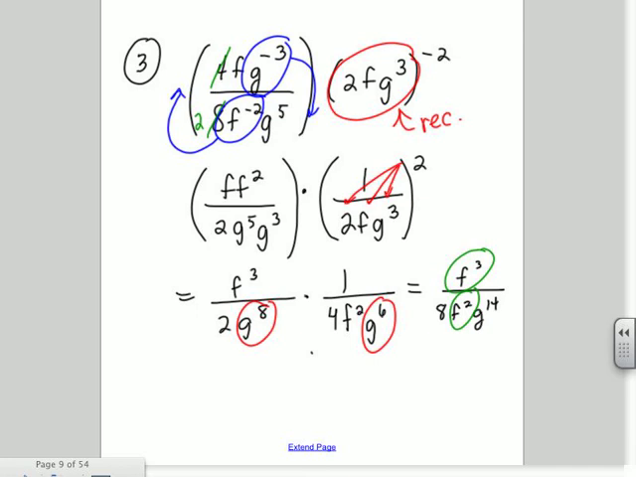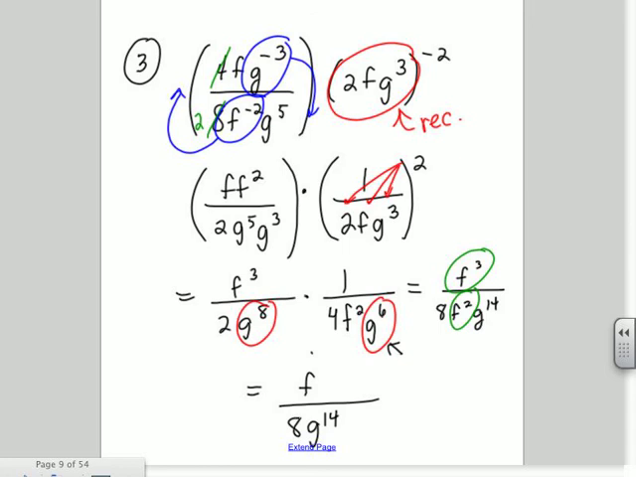Okay, one last step. Take care of the f's. So I have f cubed on top, so like 3 f's on top, 2 f's on bottom. So I'd cancel 2 on the top and the bottom. There'd be 1 left. So I'm going to have f all over 8g to the 14th.